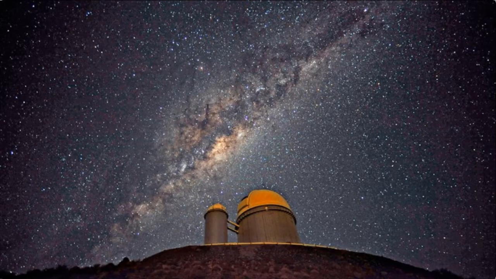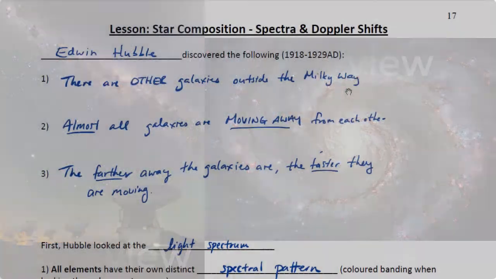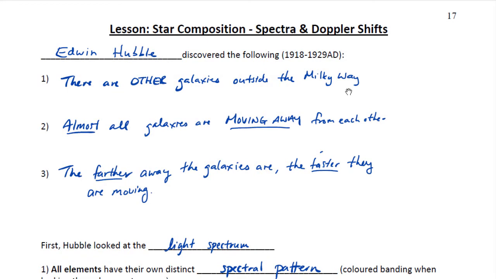You can see it forms a whole strip of stars that are so close together because we're looking through the spiral galaxy that we actually see them all sort of as if they're in a line. They're actually extremely far apart, but you can't tell that when you're looking at the galaxy from the side. So he said, we are not alone. There are other galaxies outside of the Milky Way. He also said that almost all of the galaxies are actually moving away from each other.